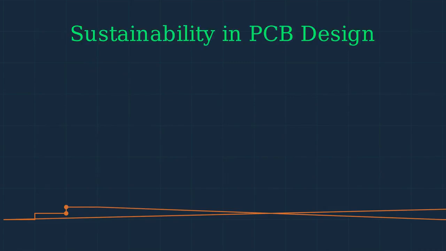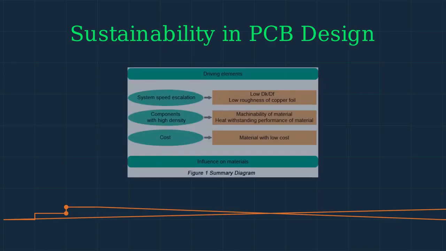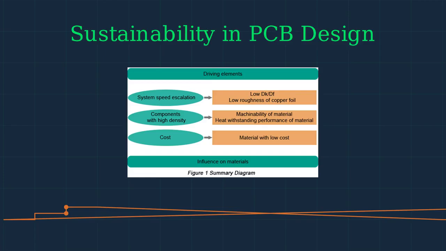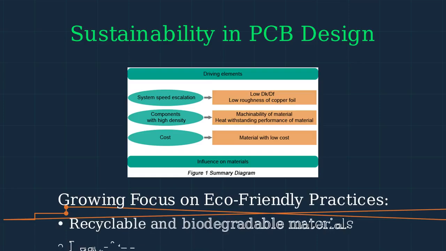Sustainability is becoming increasingly important in PCB design and manufacturing. Material selection is heavily influenced by system requirements, component density, and cost considerations, all while trying to minimize environmental impact. There's a growing focus on environmentally friendly practices, including the use of recyclable materials, lead-free alternatives, and energy-efficient manufacturing processes.